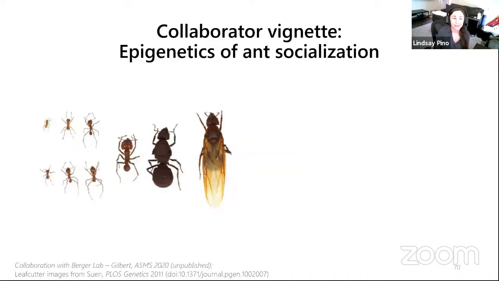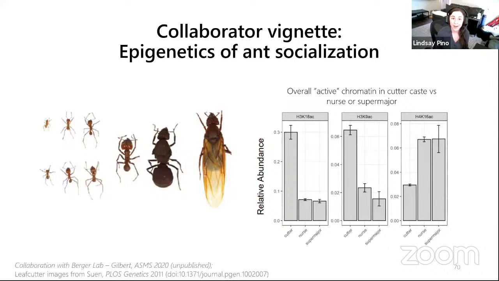And then I have a third collaborator who's doing epigenetics of ant socialization. These are leafcutter ants, and they are clonal. All the ants of a given ant colony share the exact same DNA, but you can see phenotypically the size is totally different. Their roles are very different. And what he's been asking, in leafcutter ants, yet another non-model organism, is what is the difference in chromatin marks between these different castes of ants?